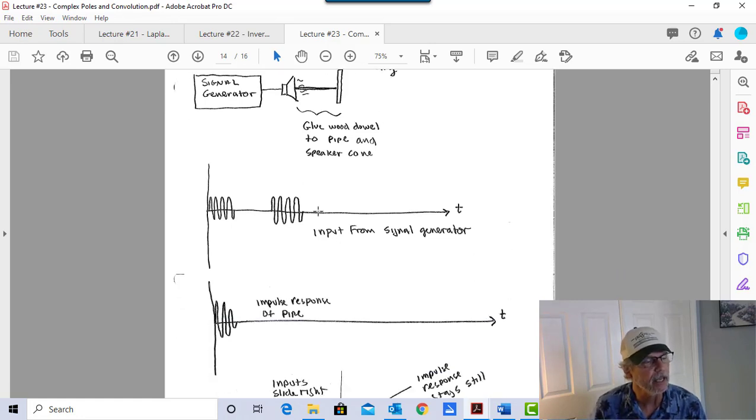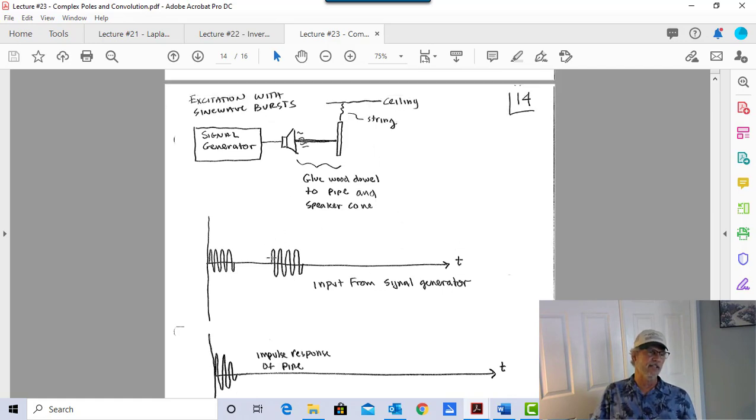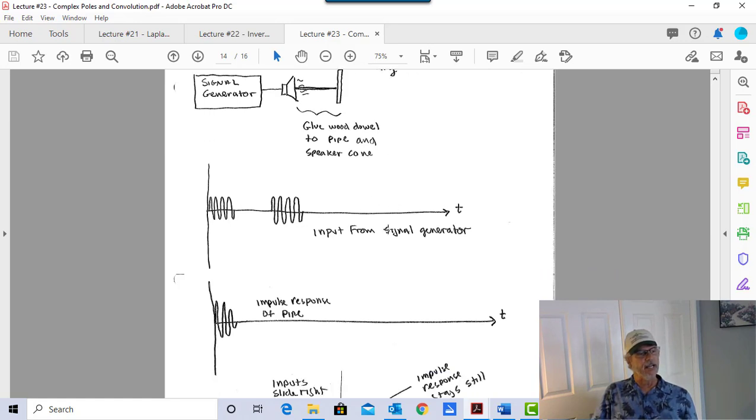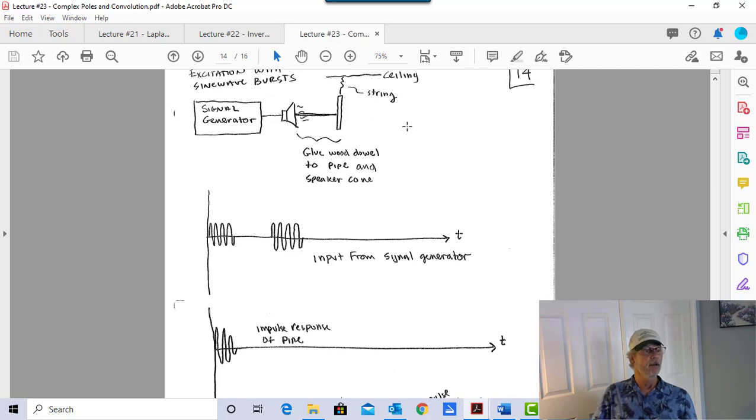And this is just kind of how I'm going to do it. So here's my input from the signal generator. You can see that it's got some frequency, and I'm showing it as a function of time. There, I sang it, or I whistled it. Now here's the impulse response of my pipe in the time domain. Remember, my pipe goes ding, ding, ding. So you can kind of see in my lame drawing here that it's actually kind of going out and dying down. You can see its envelope.